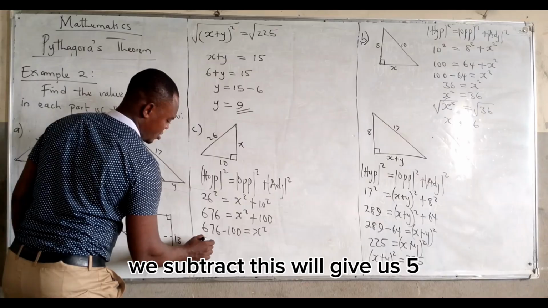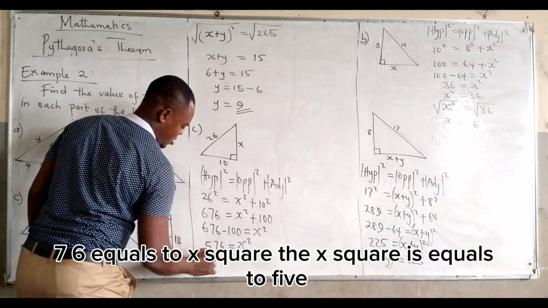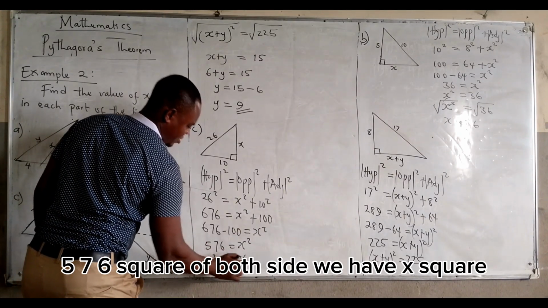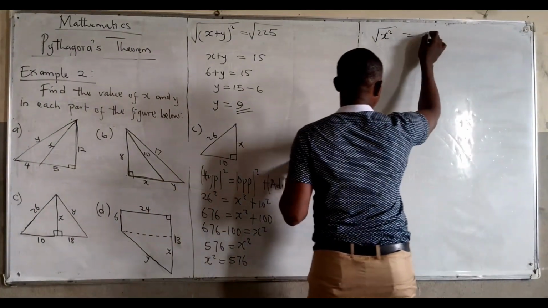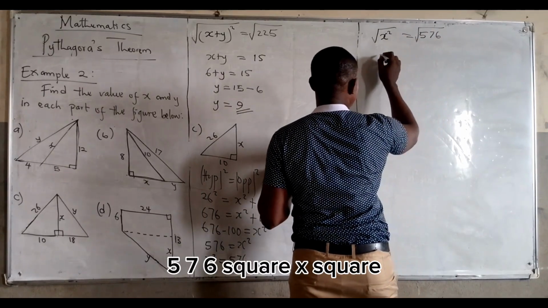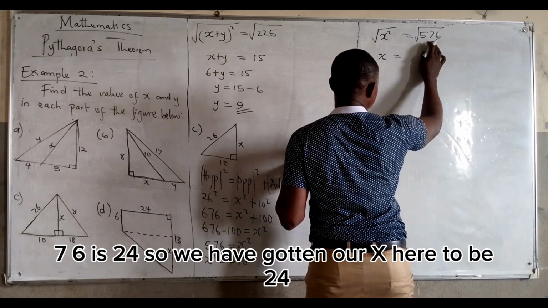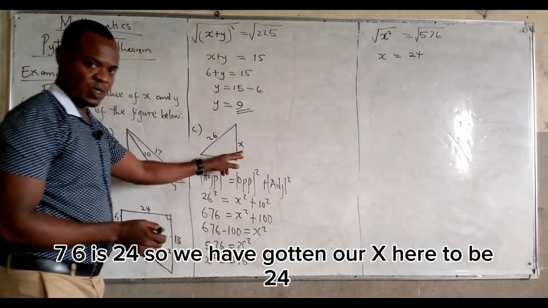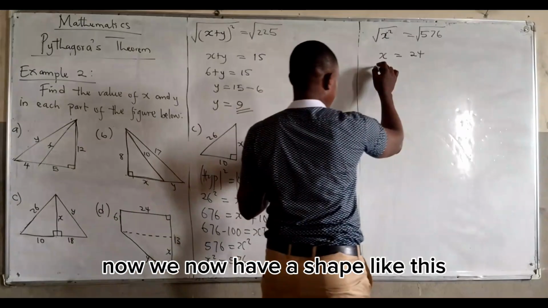We subtract, this will give us 576 equals x square. X square is equal to 576. Square root of both sides, x is equal to the square root of 576, which is 24. So we have gotten our x here to be 24. So we now cut this out. Now we have a shape like this.